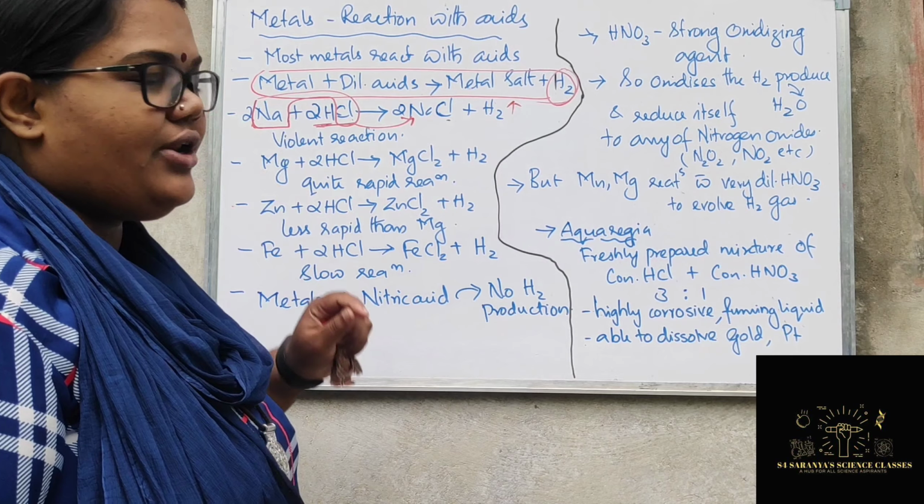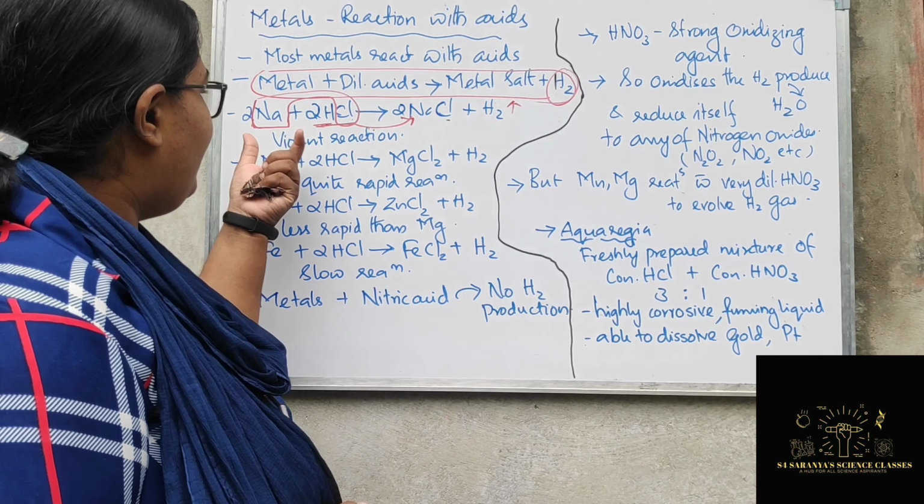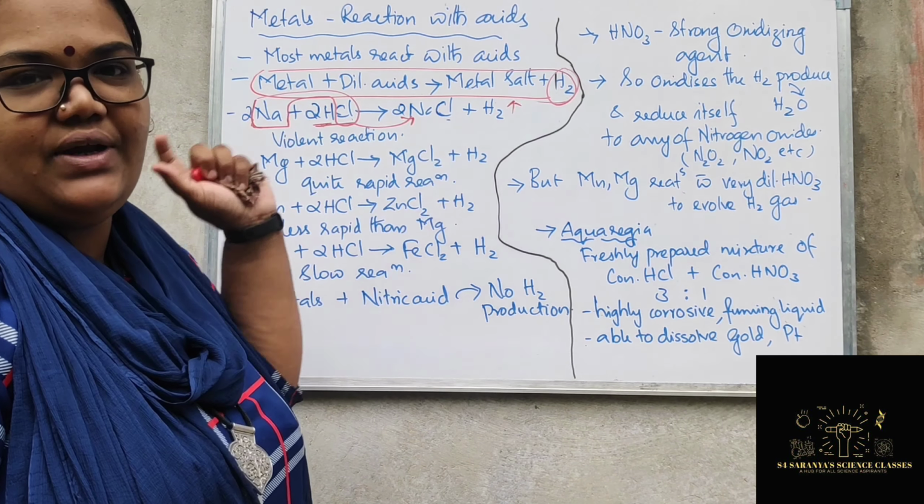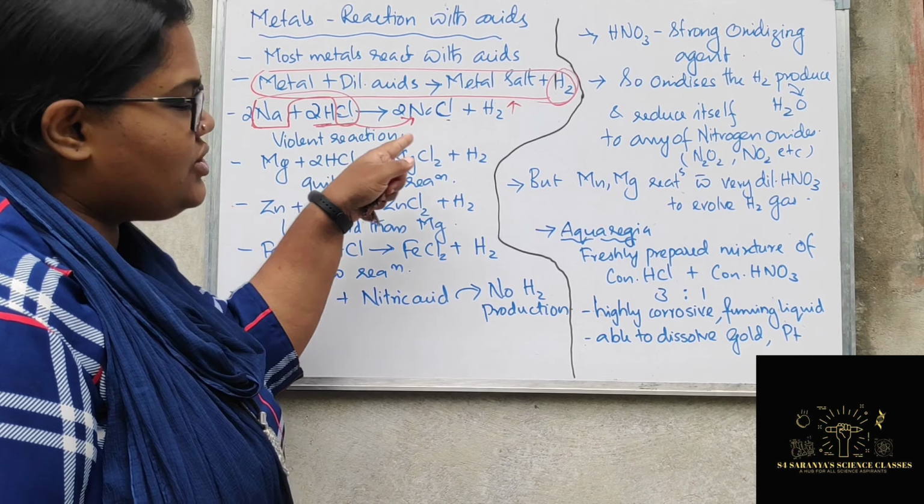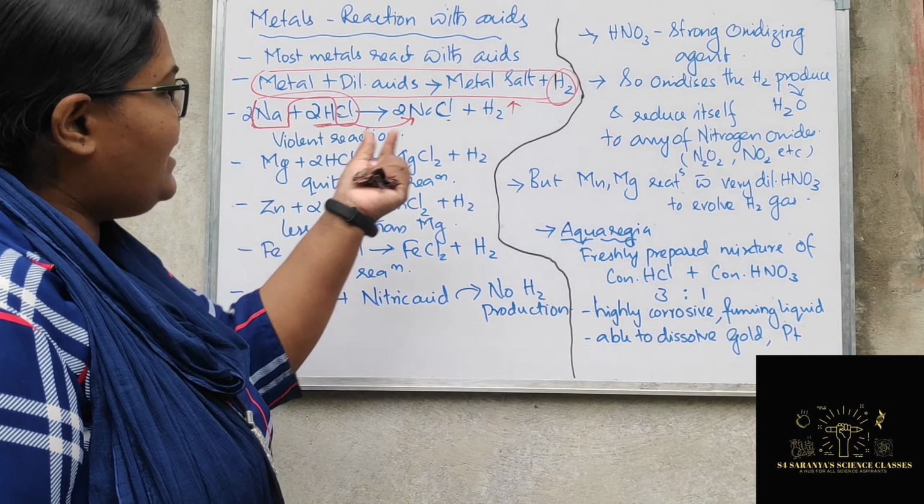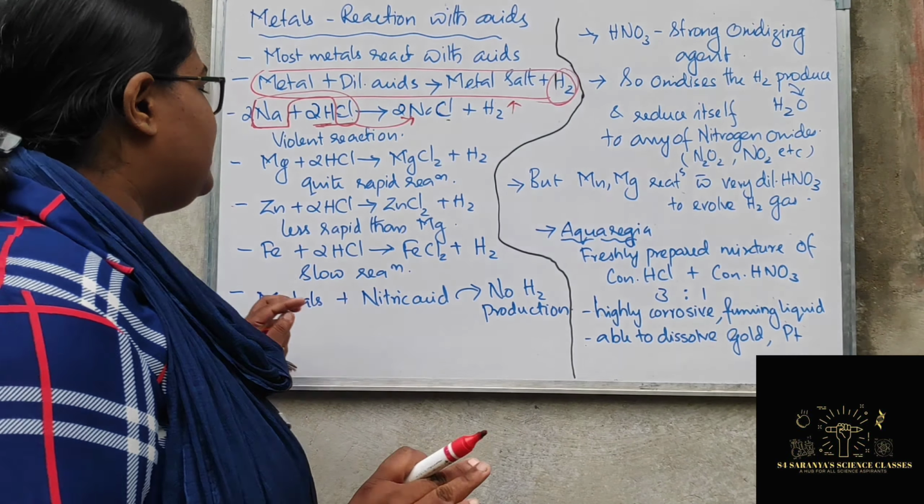You can take hydrochloric acid or sulfuric acid. If you are taking sulfuric acid, you will get sodium sulfate. That's the only difference. So sodium plus H2SO4 gives Na2SO4, sodium sulfate, and H2 will be released. That's the only difference.